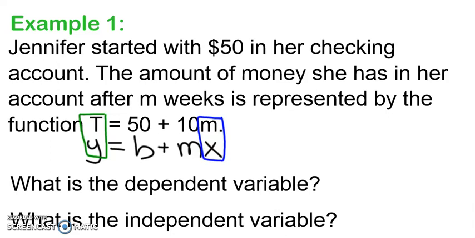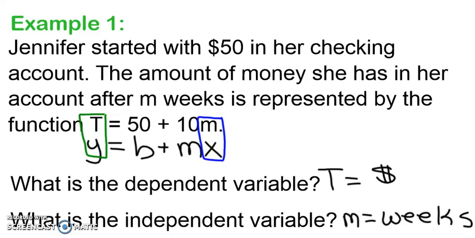So the question says, what is the dependent variable? Well, dependent variable we said was the y value. Well, what letter is matched up with y? In this particular example, you would say t, and the t represents the amount of money that Jennifer has in her account. What is the independent variable? Well, we know independent is x. What was lined up with the letter x? It was the letter m, and in this case, it represents the number of weeks.